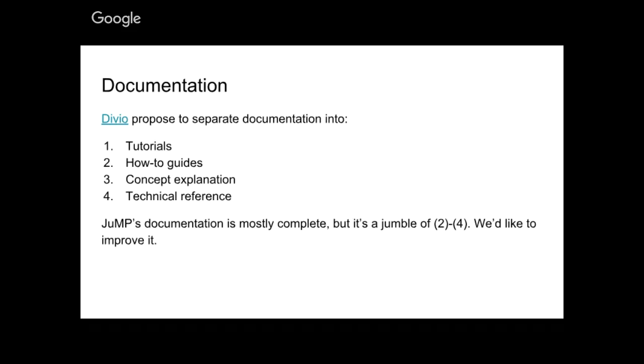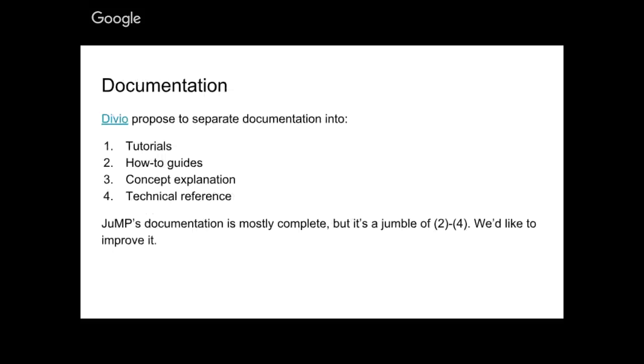In terms of documentation, I would say the JuMP documentation is mostly complete, except we don't document how to set starting values. That's an open issue. But besides minor things, the documentation is mostly complete, but it's a bit of a jumble. There's a blog post by Divio that proposes to split documentation into four different categories: tutorials, how-to guides, explaining concepts, and technical reference. And the JuMP documentation is a weird mishmash of how-to, explaining some concepts, and technical reference. We'd like to clean that up a bit and restructure things. This is a larger project, but I think it's worth the time and worth the investment.